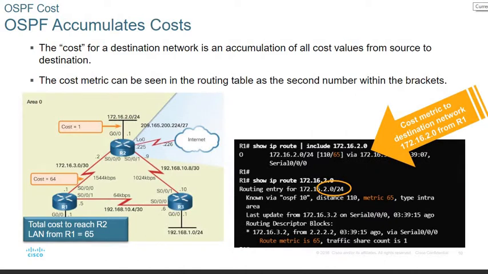OSPF Cost. OSPF accumulates costs. The cost for a destination network is an accumulation of all cost values from source to destination. The cost metric can be seen in the routing table as the second number within the brackets. Total cost to reach the R2 LAN from R1 equals 65.